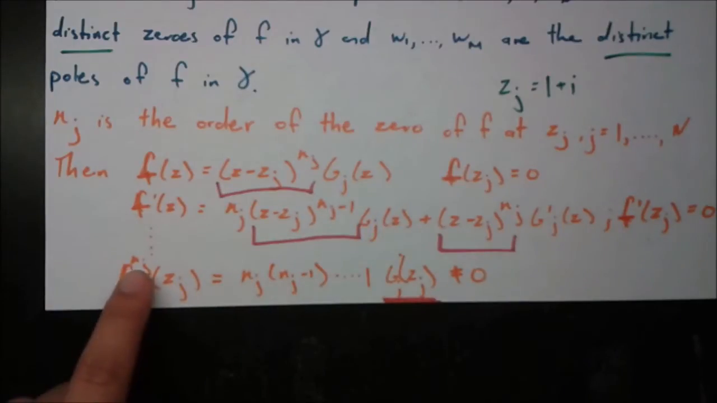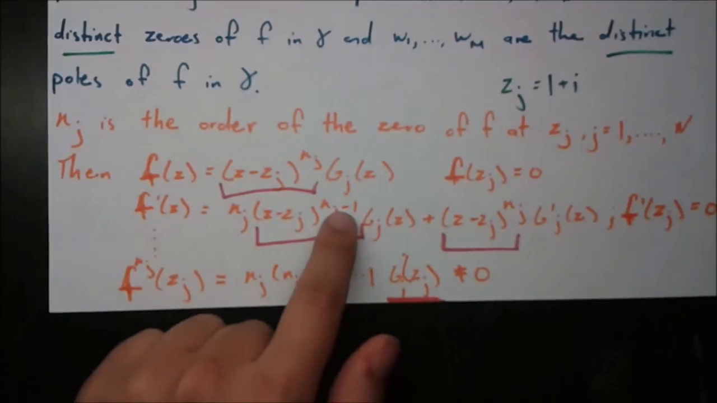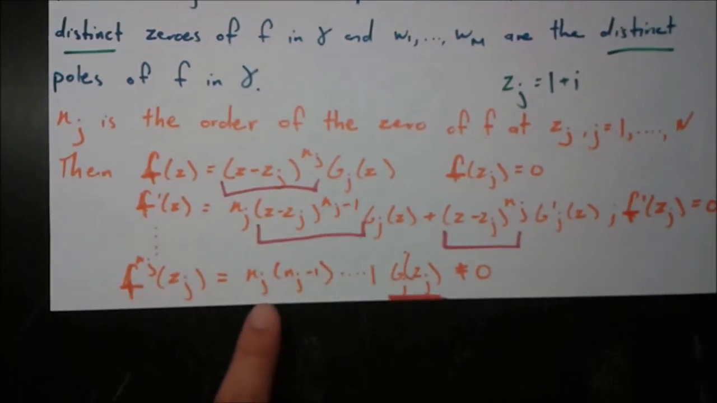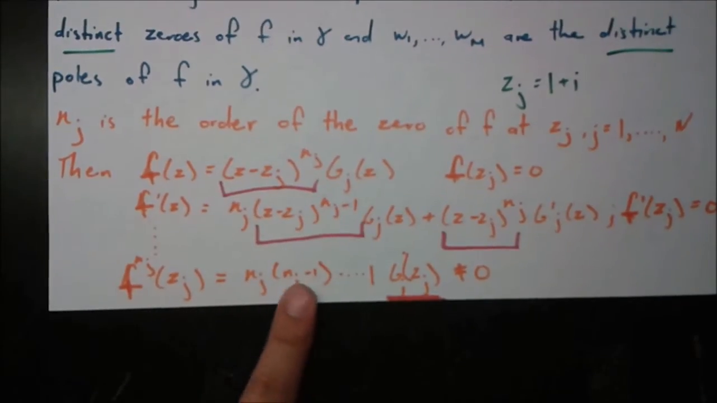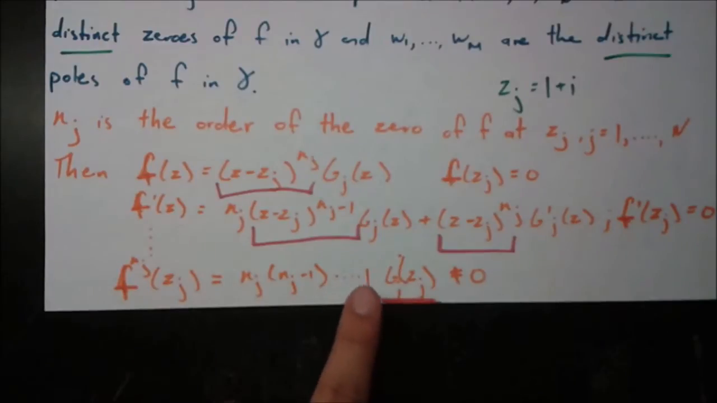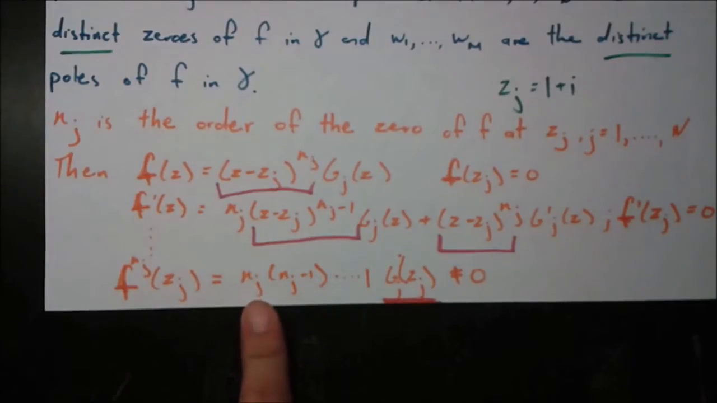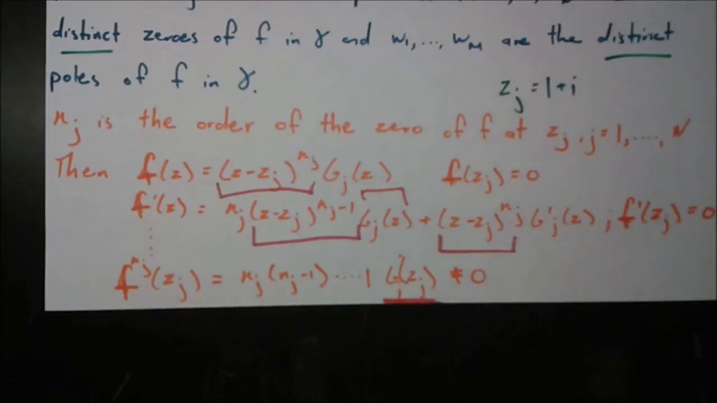When we finally get to the n sub jth derivative, the exponent becomes 0, and the first term is going to be n sub j times n sub j minus 1 times n sub j minus 2, all the way to 1. So it's really going to be n sub j factorial. And this term right here always stays how it is, g sub j of z.